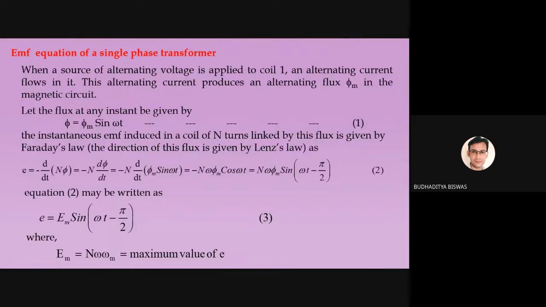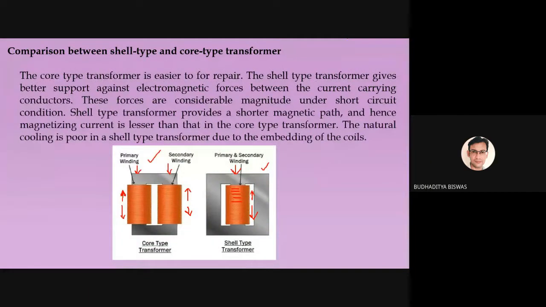Now come to this one. Up to this point, that was the basic operation and construction of the transformer. Now we go for the electrical part.